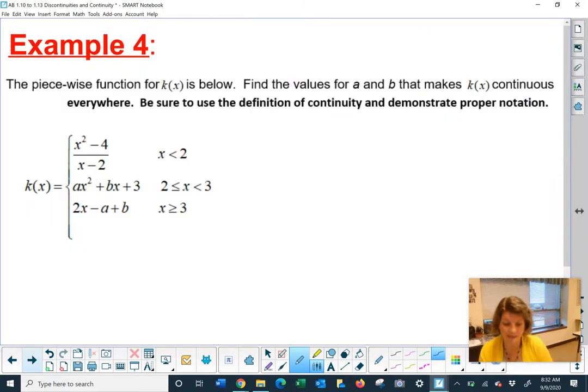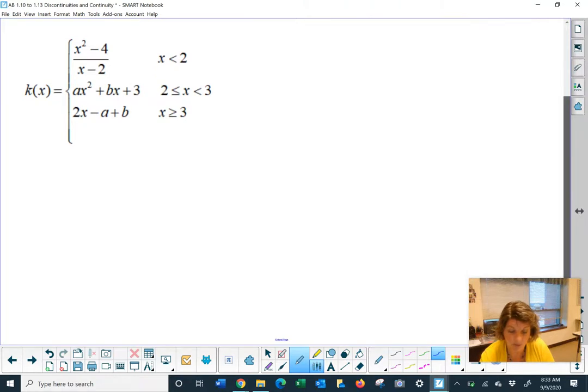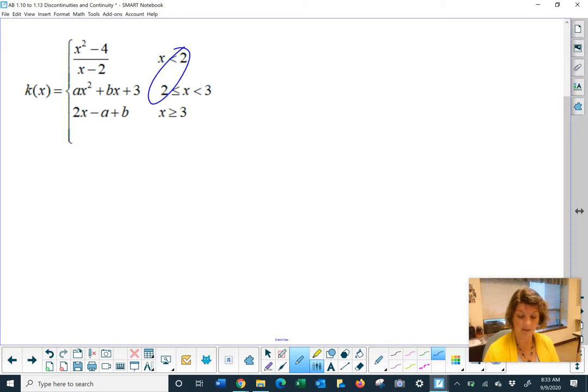And finally, example 4, the piecewise function for k of x is shown below. Find the values of a and b that make k continuous everywhere. Be sure to use the definition of continuity and proper notation when you work on this. Okay, so this is kind of like last time. Piecewise function, we're concerned at the 2 handoff and the 3. So let's do our analysis and see what's going on.